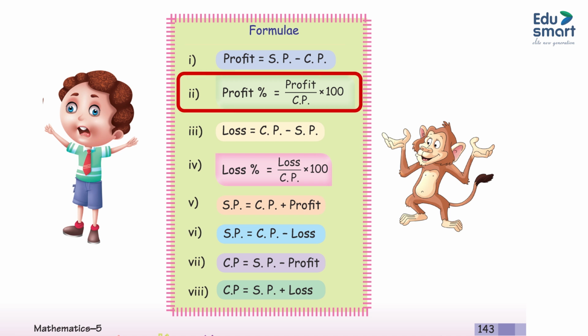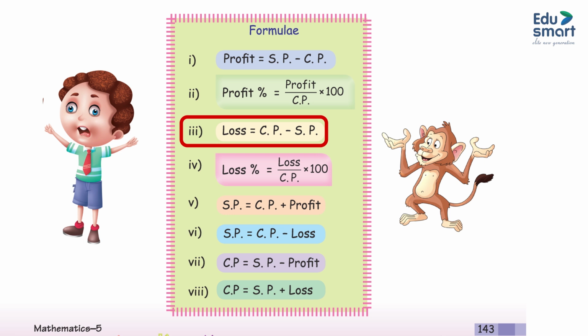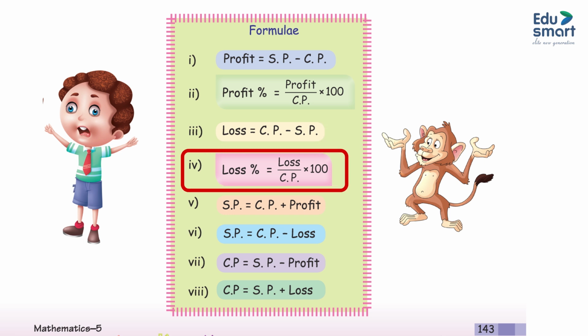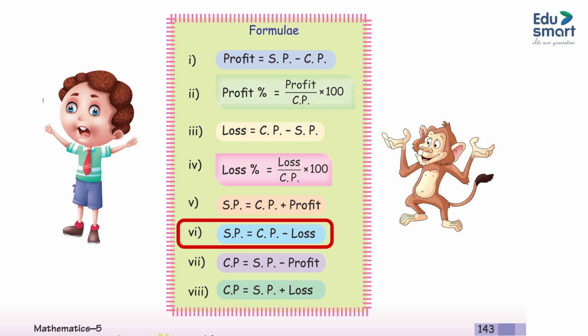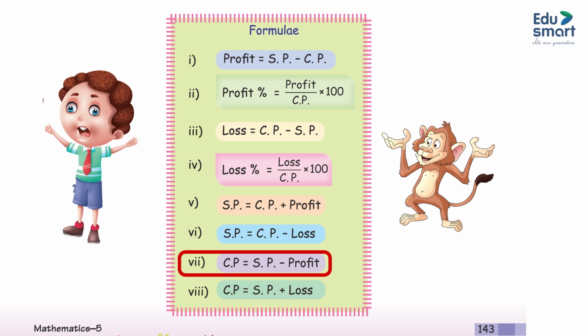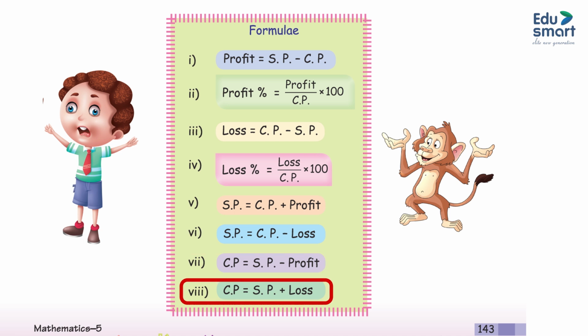Formulas. 1. Profit equals SP minus CP. 2. Profit percent equals profit upon CP into 100. 3. Loss equals CP minus SP. 4. Loss percent equals loss upon CP into 100. 5. SP equals CP plus profit. 6. SP equals CP minus loss. 7. CP equals SP minus profit. 8. CP equals SP plus loss.